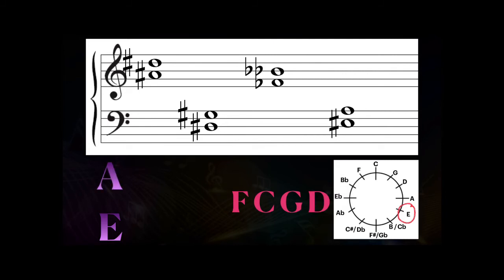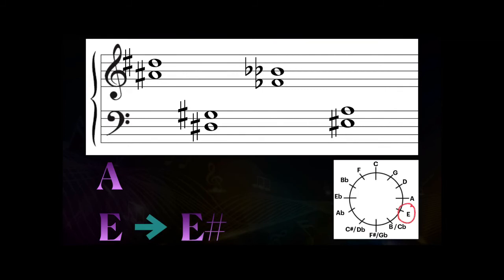Now we raise both by a chromatic half step. E can move up to E sharp. A can move up to A sharp. This maintains our interval of a perfect fourth. The correct answer is A sharp.